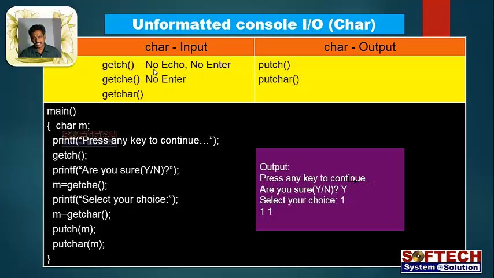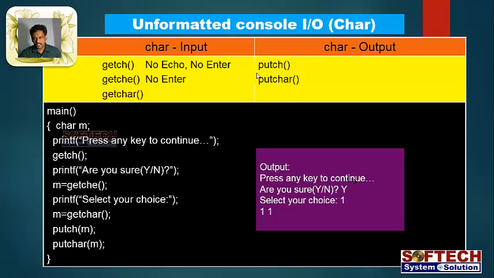In getch, it will not display, and we don't want to press enter. Then putch of m, putchar of m, these are the two functions of character output. Both display a character on the screen. No difference between putch and putchar.